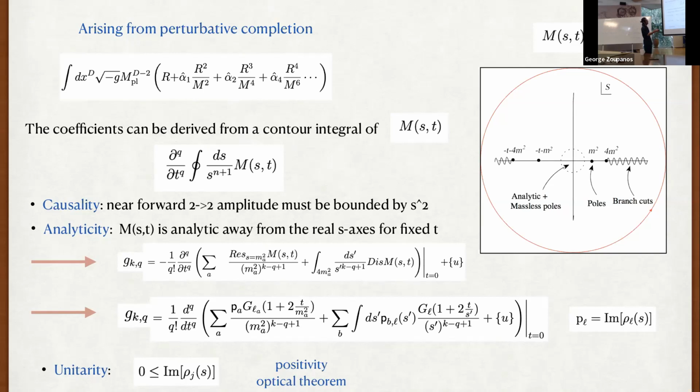But now, because most of this is analytic, I can deform the contour into here. And the difference will just be picking up the poles, the residues of the poles, and the discontinuities across the branch cut. So this immediately tells you that the g_{kq}, which are the polynomial coefficients linearly related to your higher dimension operator, can be written in a very simple form. You can write it as an infinite sum over contributions from the poles and contribution from the discontinuity.